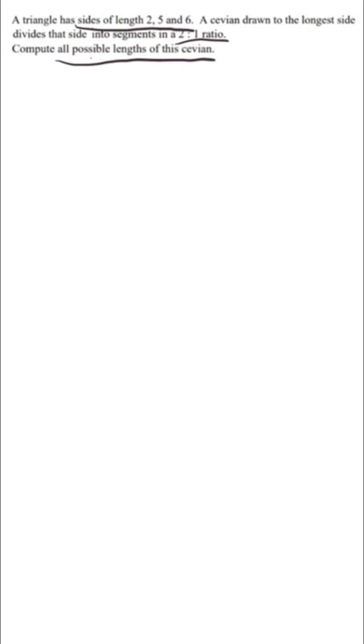Today we have a problem that says a triangle has sides of length 2, 5, and 6. A sevian drawn to the longest side divides that side into segments in a 2-to-1 ratio. Compute all possible lengths of this sevian.